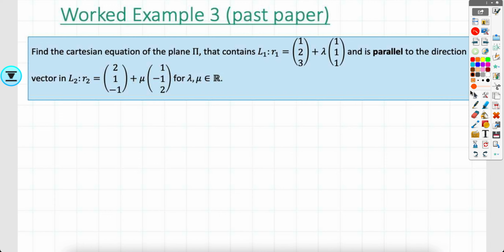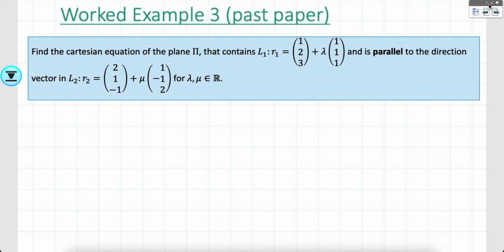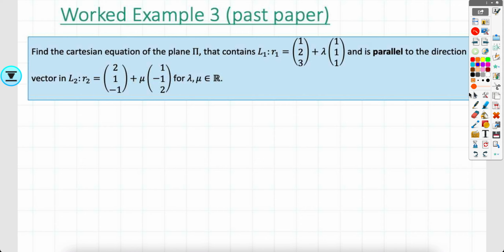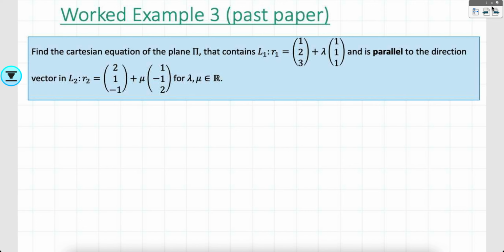Now, what if I'm given something like, oh, it's parallel to another line, or perpendicular? Perpendicular, you just use the normal, but what about parallel? So I have a plane, but it contains line 1 and is parallel to the direction vector of line 2. Well, how will we deal with that? So I still need my information of 1 point and 2 direction vectors, or a normal, for example.